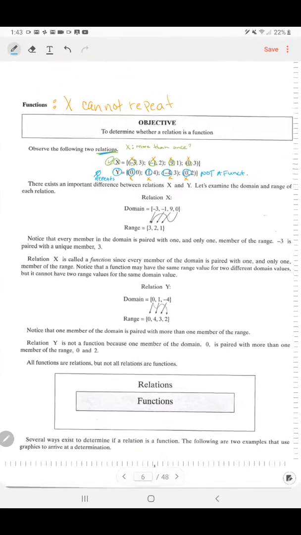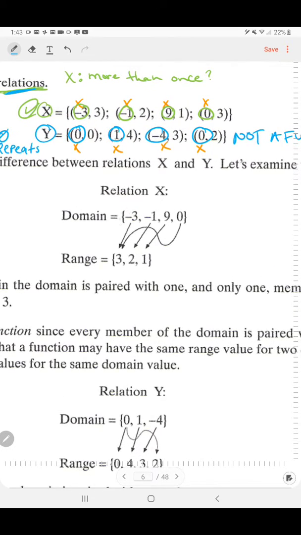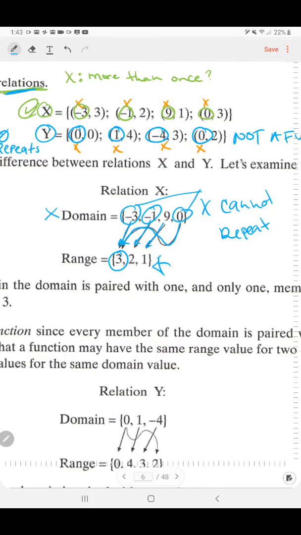Sorry, the screen is jittering. So again, to recap, x cannot repeat. Here they're showing you in set notation for relation x. It's showing you that negative 3 is going to 3, negative 1 is going to 2, 9 is going to 1, and 0 is going to 3. They want to confuse you because you're seeing two numbers, negative 3 and 0, going to positive 3. But the rule is x cannot repeat. So for your domain, it doesn't matter if y repeats.